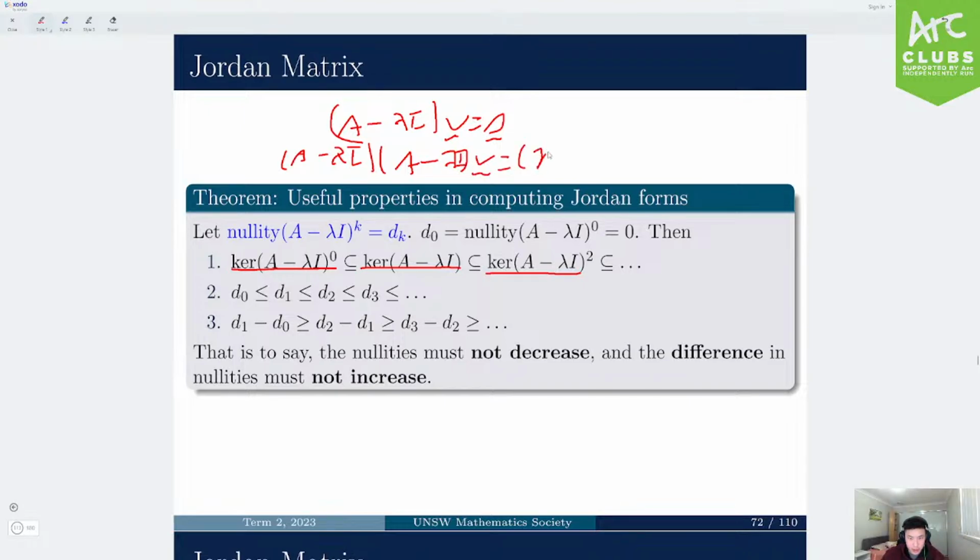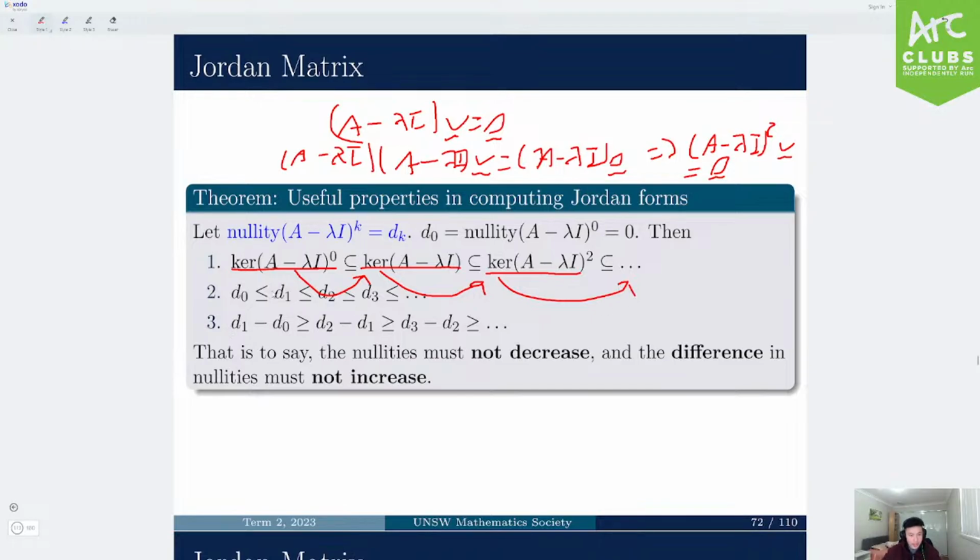So (A - λI) times 0, and we get that (A - λI)² times v is the 0 matrix. Okay, so if (A - λI) times v equals 0, we also get that (A - λI)² times v equals 0. And that's how we get that this is a subset of that, which is a subset of that, which is a subset of, and so on.